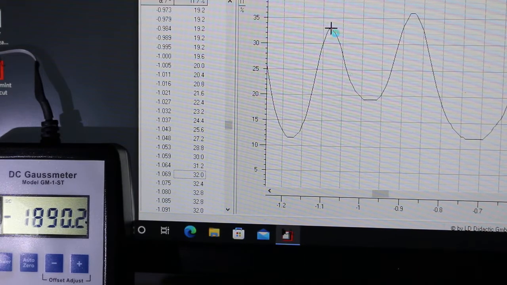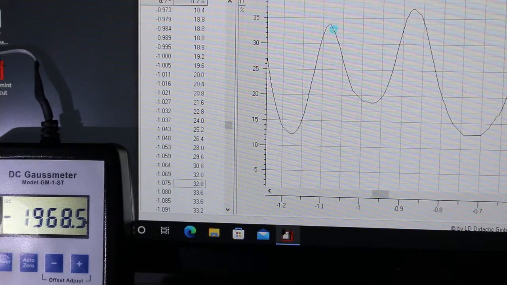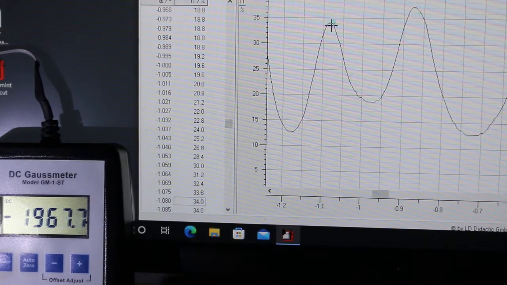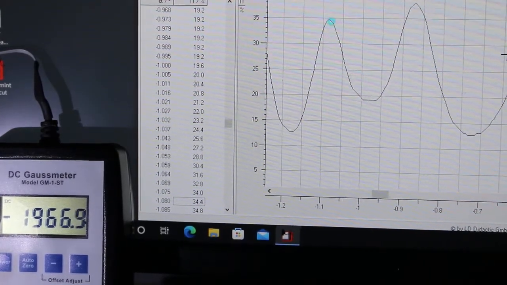Oops, let me get that a little better. That angle right there, okay. We'll go up a little more with the field. Okay, and we'll mark, grab that angle. And that angle. And we think we're about saturated with the magnetic field, so that's about all we can do. So there's another set of data points for you.